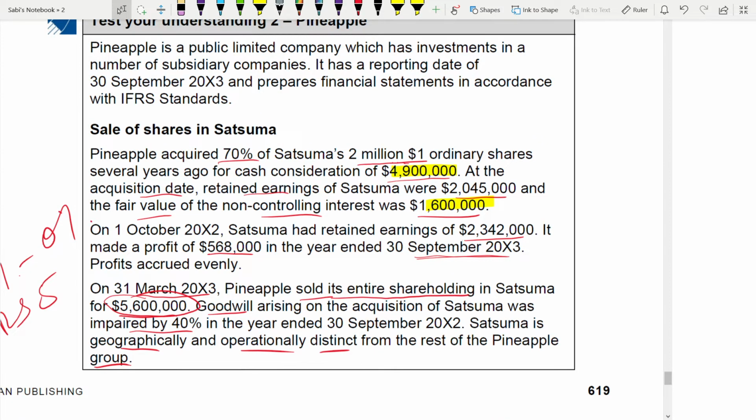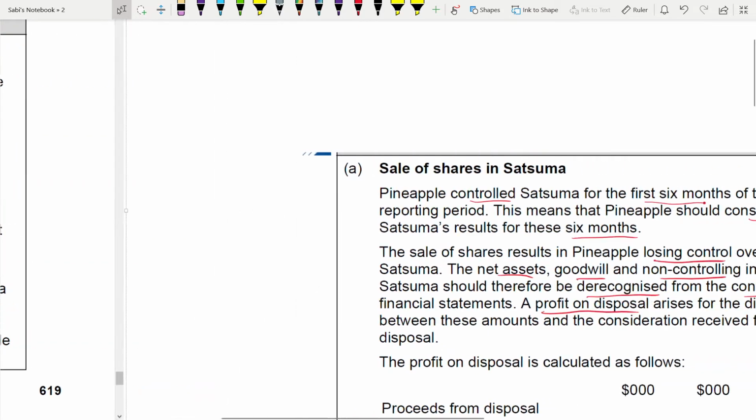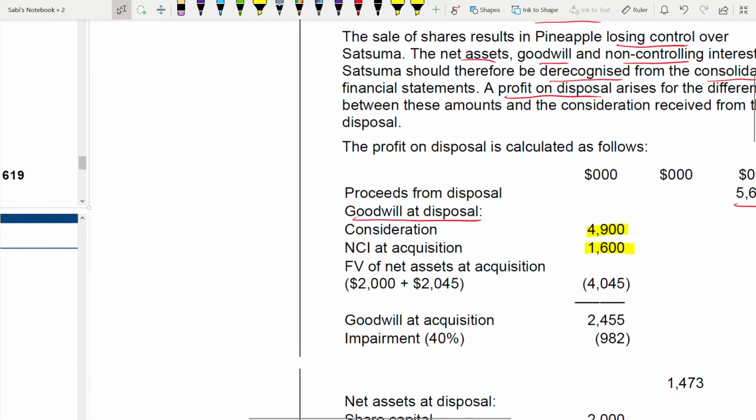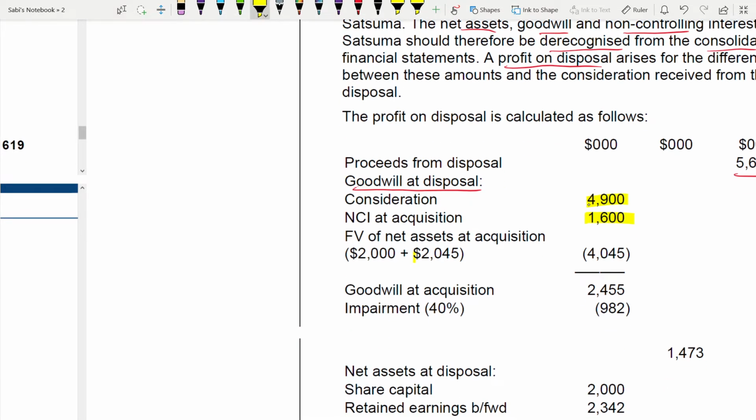If you see, net asset you have to take the 2,000,000 $1 ordinary shares, that is 2 into 1, that is 2000 from your ordinary shares, and this is your retained earnings. So add your retained earnings and your ordinary share for net asset, only that much. Once you deduct it, you get the goodwill at acquisition, and you deduct the impairment. 40% is the impairment. From there you take it. So this is your goodwill, 1473.